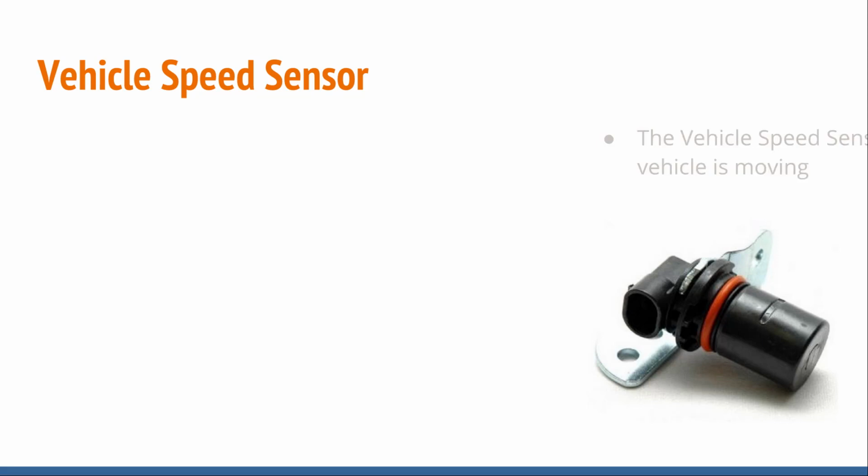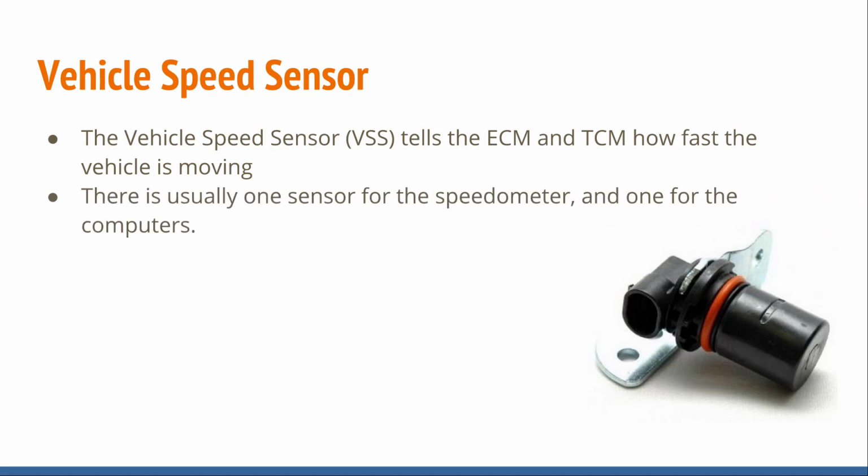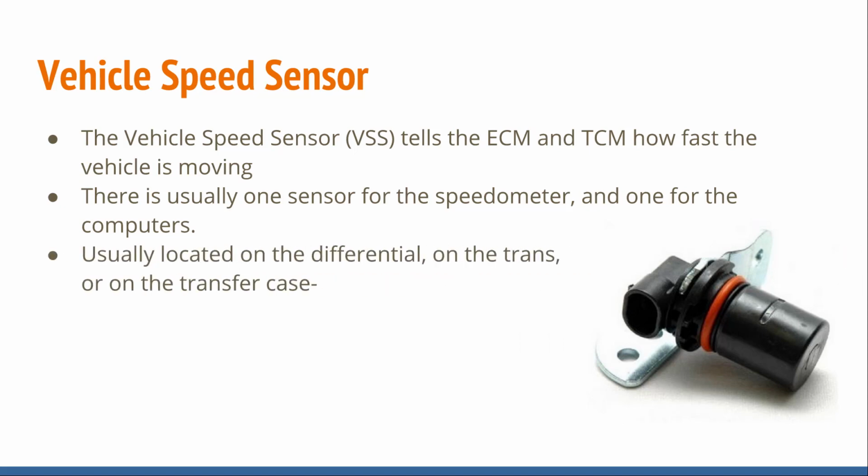Vehicle speed sensor. The vehicle speed sensor tells the ECM and TCM how fast the vehicle is moving. There's usually one for the speedo and one for the other computers, so it's not uncommon to have 2, sometimes even 3 speed sensors. These are usually located on the differential on rear-wheel drive vehicles, or on the transmission of a front-wheel drive vehicle, or on the transfer case, or all of the above. Speed sensors.